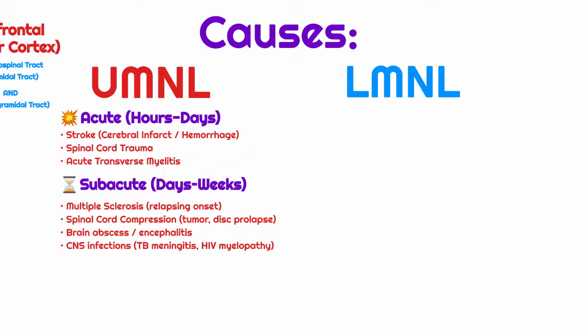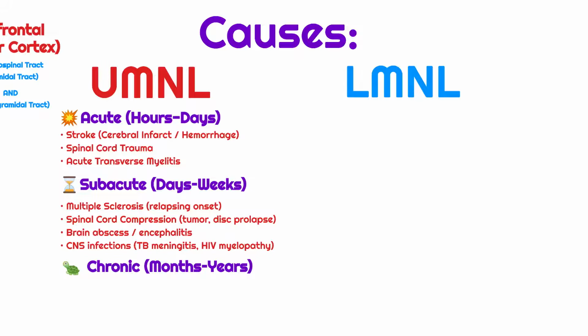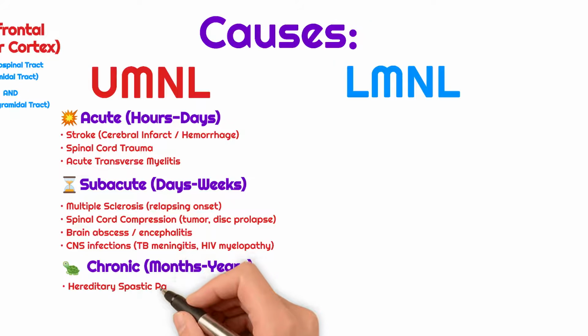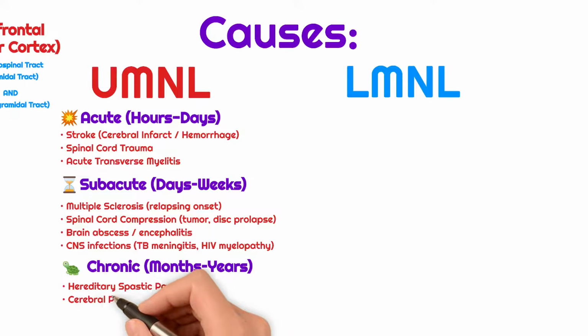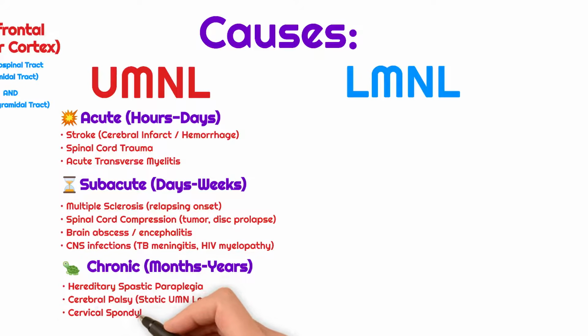So let's carry on. Chronic, happening over months to years. These are your hereditary causes that have been present from birth, such as hereditary spastic paraplegia or cerebral palsies, which show a static upper motor neuron lesion, or chronic cervical spondylotic myelopathies.